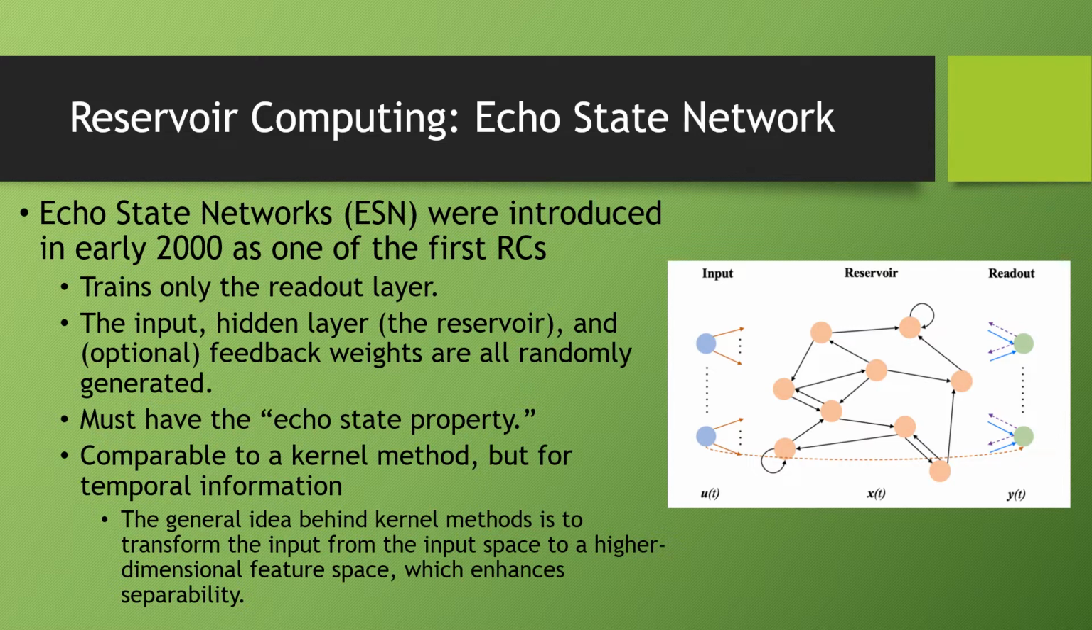Even more simplistic is how their weights are generated for a specific reservoir computer, the echo state network. All of the weights within the network, except for the weights from the reservoir to the readout layer, are randomly generated. Only the output weights are trained. Even though the reservoir is randomly generated, it acts as a temporal kind of kernel method, transforming the input space to a higher dimensional feature space, enhancing separability.